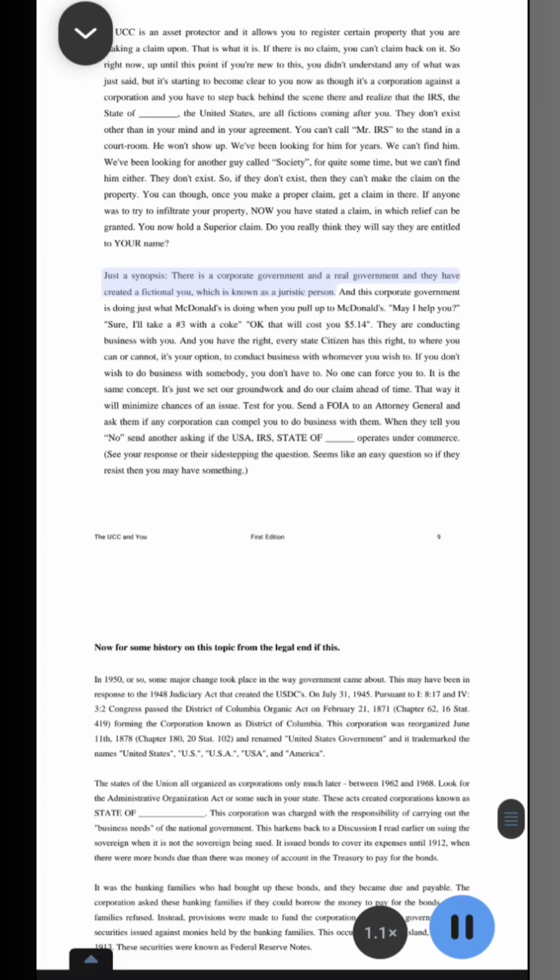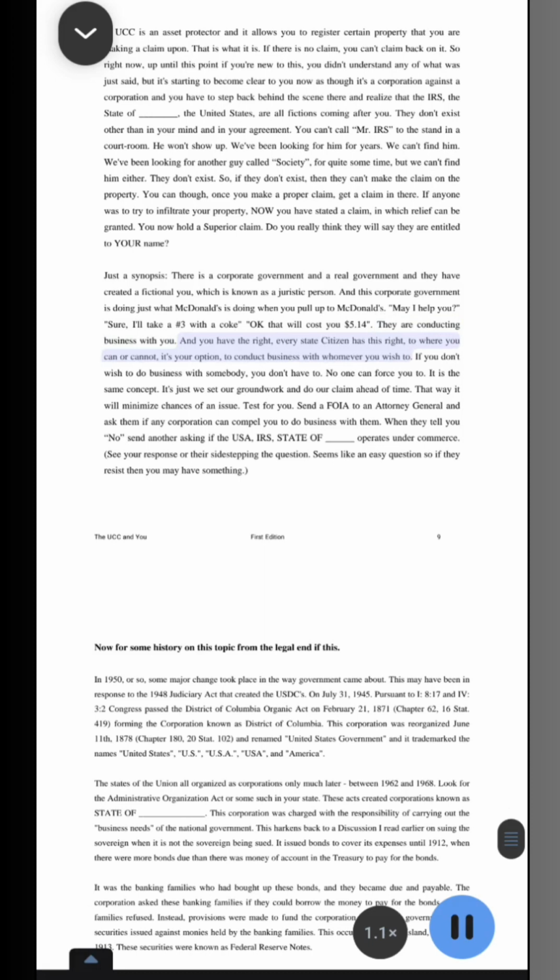There is a corporate government and a real government, and they have created a fictional you, which is known as a juristic person. And this corporate government is doing just what McDonald's is doing when you pull up to McDonald's. "May I help you?" "Sure, I'll take a number 3 with a Coke." "Okay, that will cost you $5.14." They are conducting business with you.